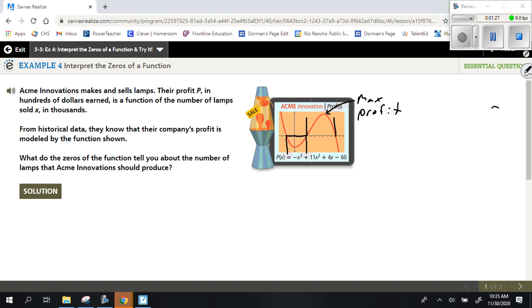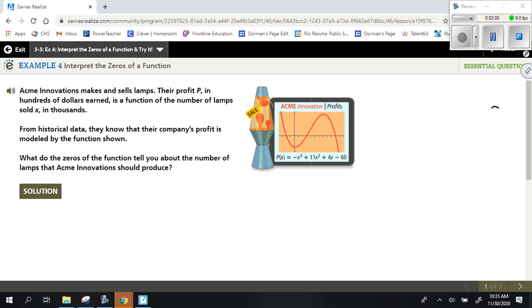So that would represent maximum profit for X lamps. So you might be able to estimate that 1, 2, 3, 4, that maybe when they're making 4,000 lamps is when they maximize their profit. So that's how we would estimate that. We would see that the profit goes to 0 when they're making 1, 2, 3, 4, 5, 6, 7,000 lamps. That's how we would interpret that.